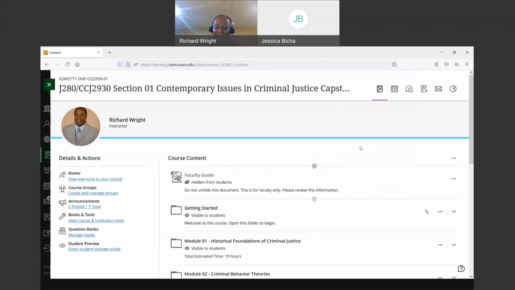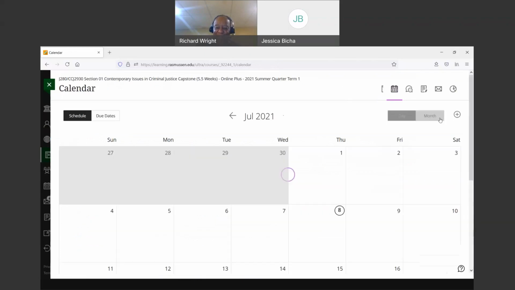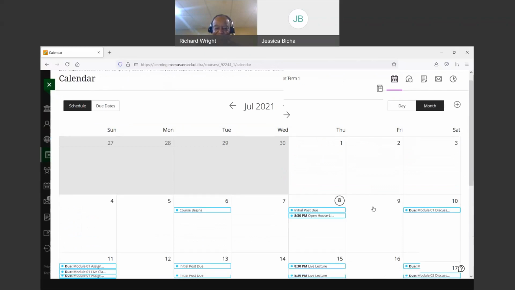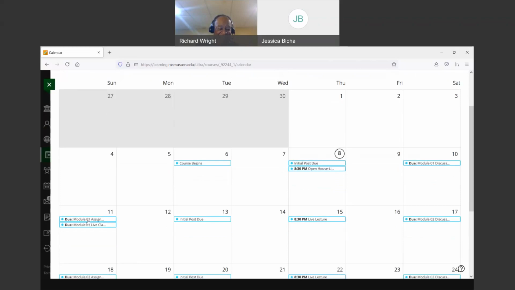So now let's take a look at the calendar. I like the month view, and it tells you the course began Tuesday, your initial post is due tonight, your open house live lecture, and then your reply post. So you notice it says initial post. This says discussion. So that's the reply post. Okay. And then your written assignment, and then your live classroom lecture.